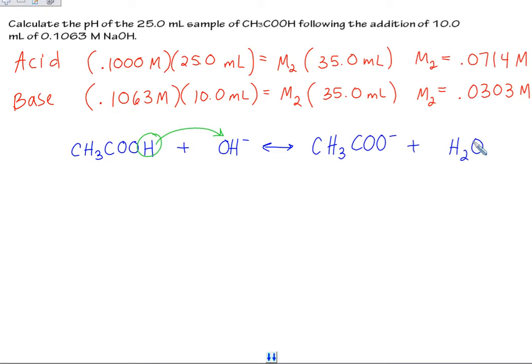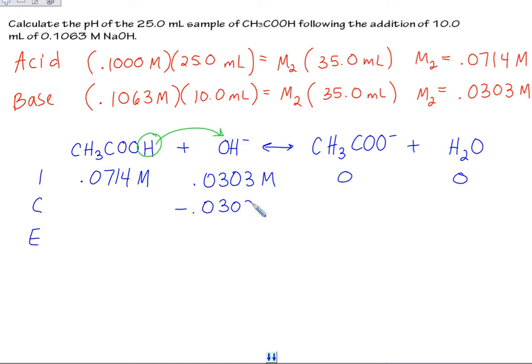So we're going to ice table this with the molarities that we just calculated. The acid, the base, 0.0303. Initially, no products. So we're going to react this thing as completely as possible. We know that it needs to go forward. This is essentially a limiting reactant situation. The hydroxide is my limiting reactant. It's in a lesser quantity than that original acid. So we're going to bring it down to 0. And we'll react everybody else accordingly.